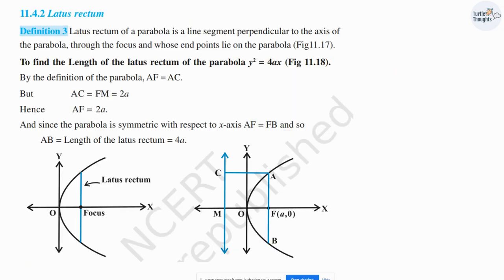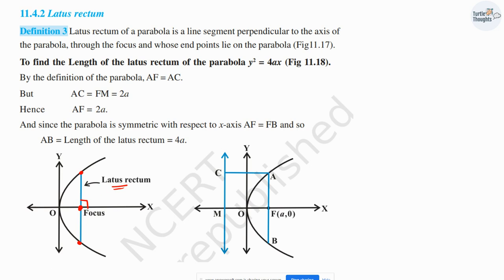Next, latus rectum. The latus rectum of a parabola is defined as a line segment which is perpendicular to the axis of the parabola, passing through the focus, and the endpoints lie on the parabola. It is called latus rectum. I repeat, latus rectum is defined as a line segment which passes through the focus of the parabola and has endpoints on the parabola.